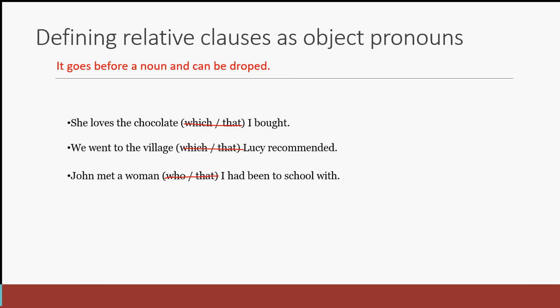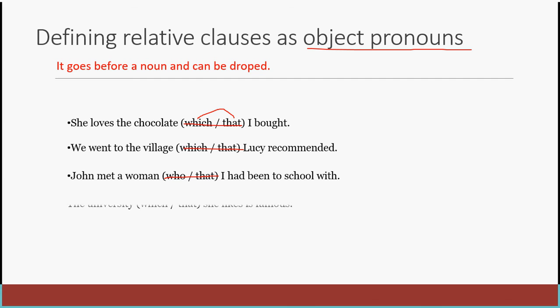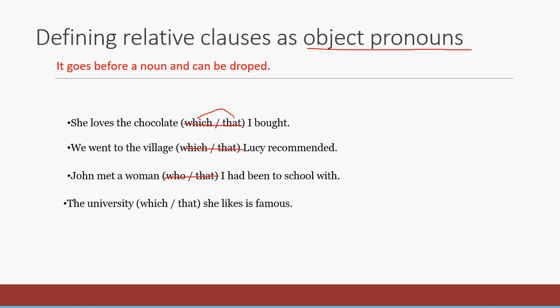Now let's read the sentences again. She loves the chocolate I bought. So you can see that these two words are not necessary. We went to the village Lucy recommended. Not necessary. John met a woman I had been to school with. It is not necessary when we have relative clauses as object pronouns. The last example, the university which or that she likes is famous. So we can delete this, and the university she likes is famous.